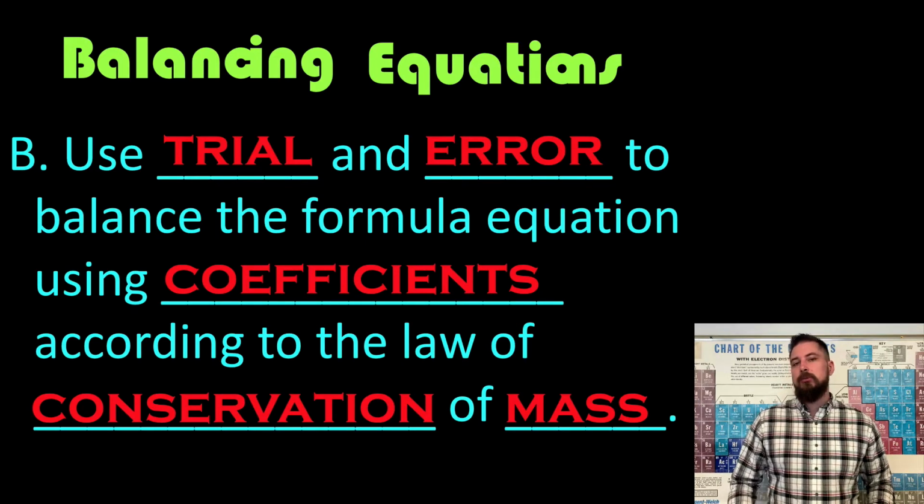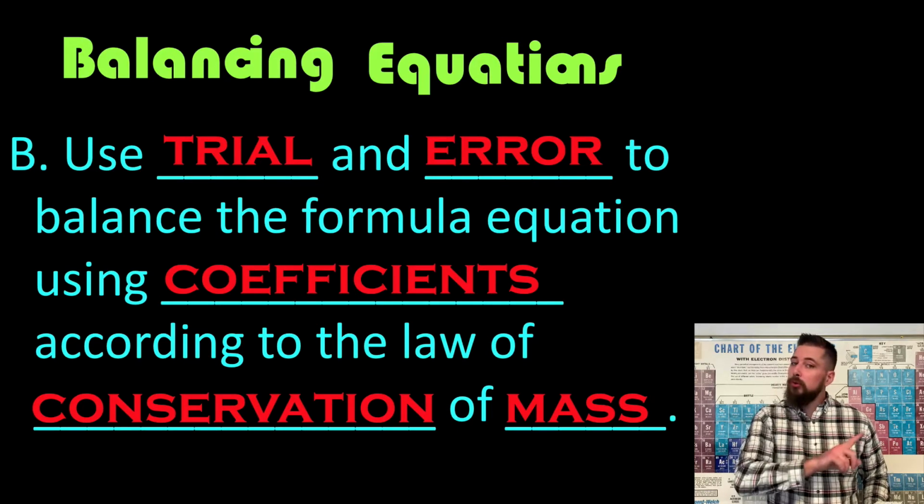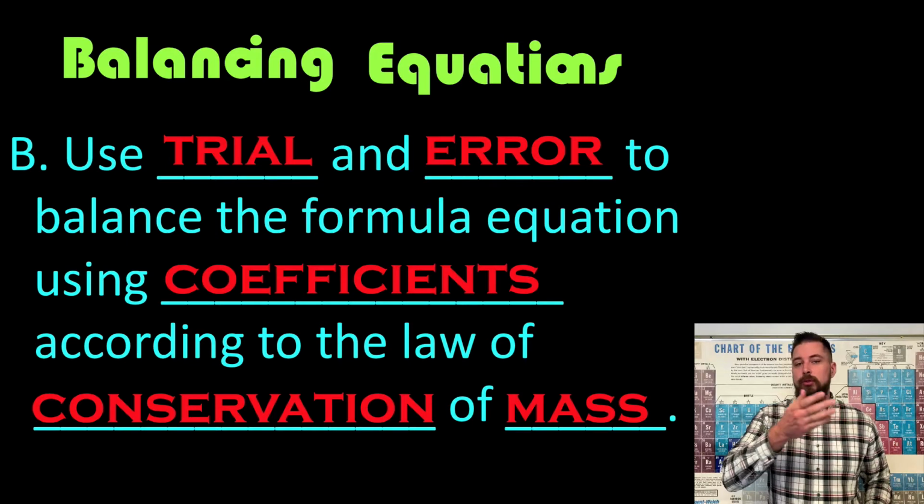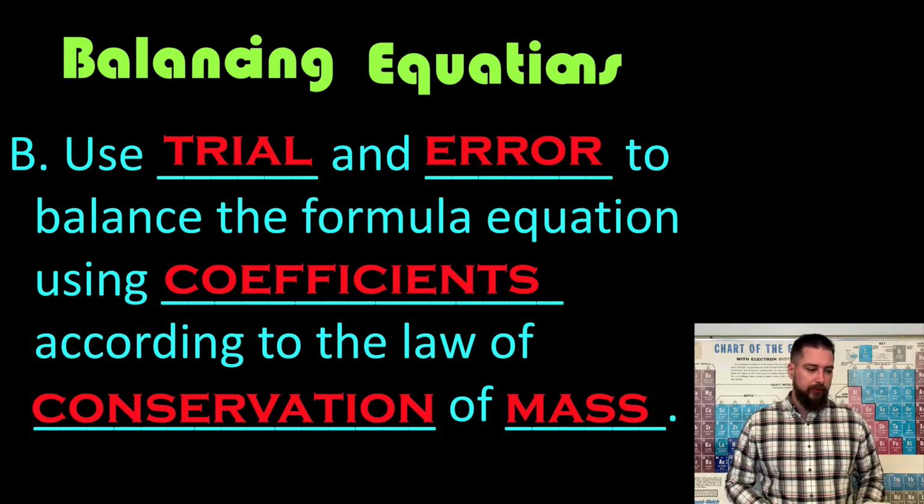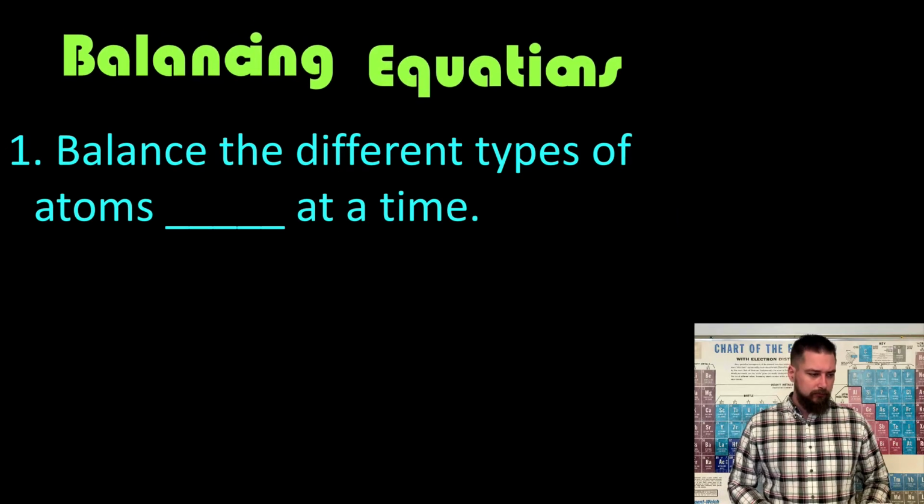For example, let's say we have water, which is H2O. If we put a 2 in front of the water, that 2 is going to multiply all of the number of atoms in the water. So if we have 2 H2O, it means we're going to have 4 hydrogens and 2 oxygens. And we'll go over an example of that.